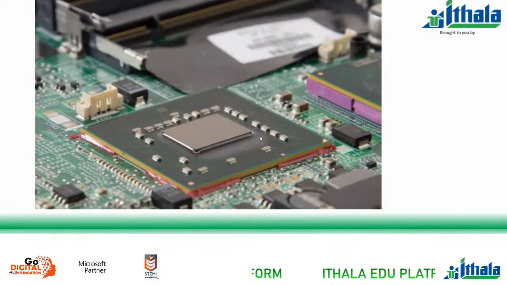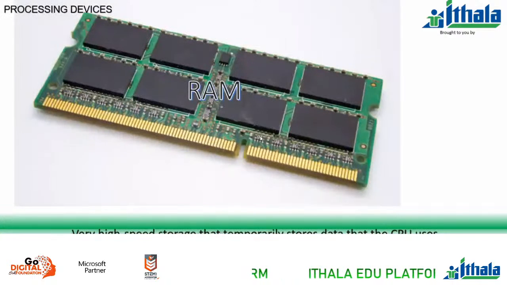So GPU will actually be able to work at that level. Another device that we use in processing is called RAM. So we all know RAM. I think it's the very first thing that we learn about in a computer. So RAM is a very high-speed storage that temporarily stores data that the CPU uses.